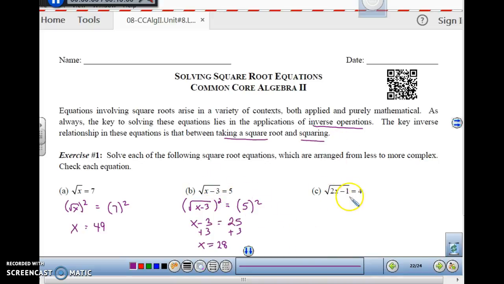The square root of 2x minus 1 equals 4. Square both sides. The square root of 2x minus 1 squared is equal to 4 squared. The square cancels out the square root, so that gives you 2x minus 1 is equal to 16. Add 1. 2x is equal to 17. Divide by 2. X is equal to 8.5.